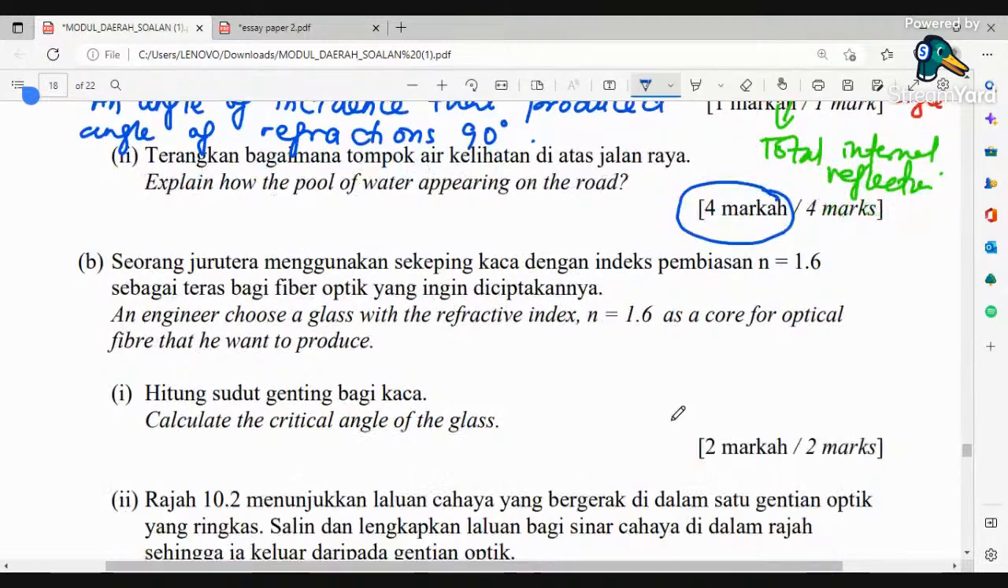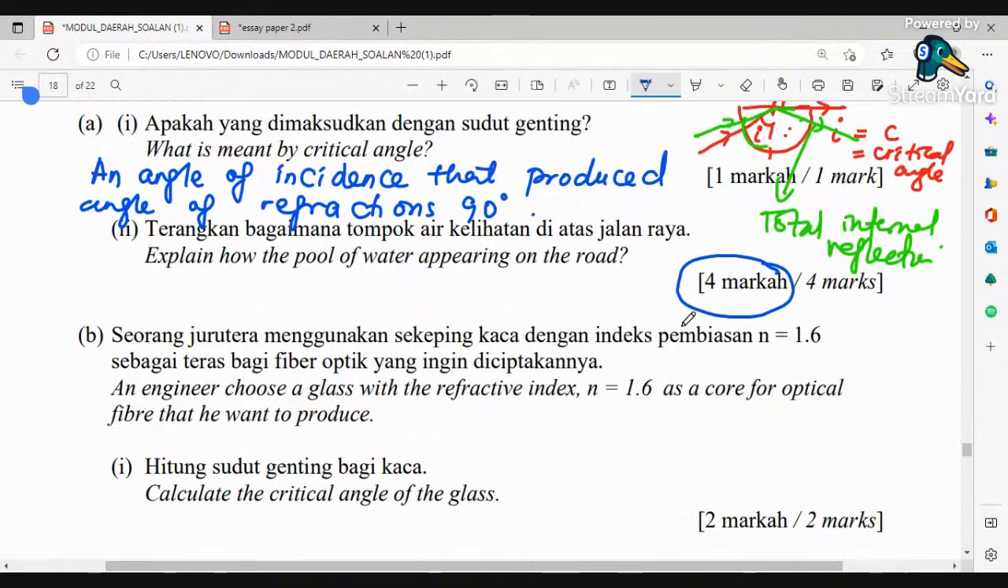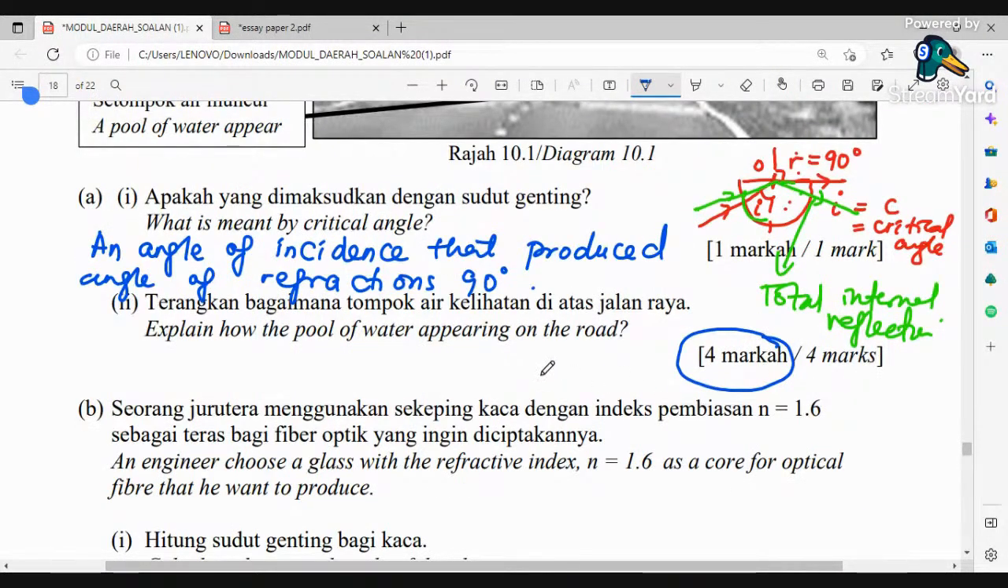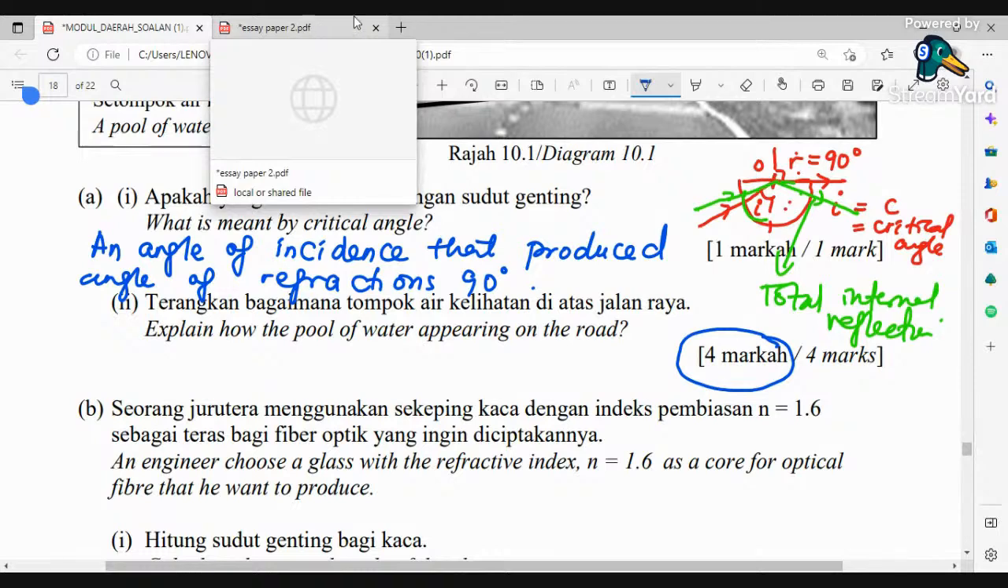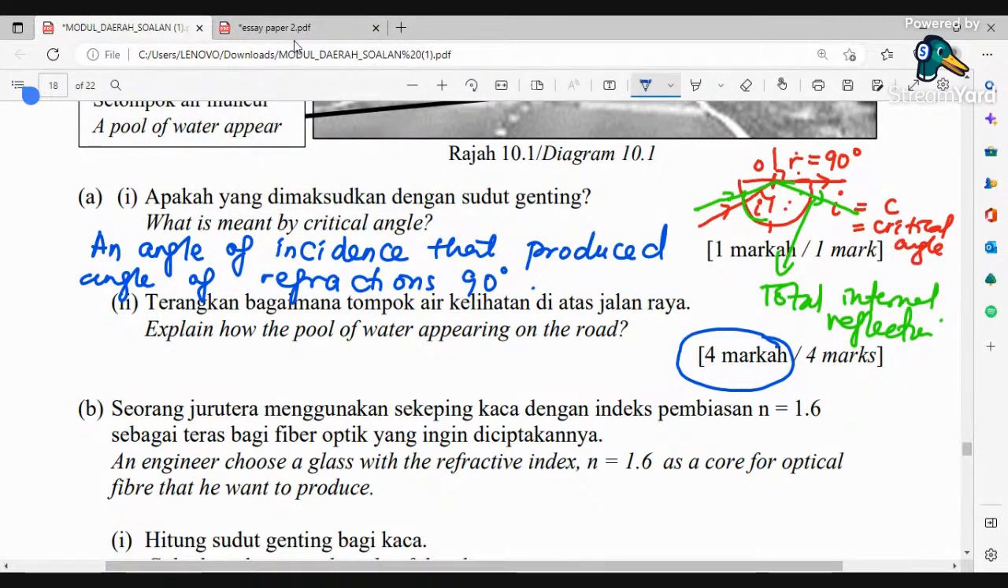We try to answer this question. So I will shift to the larger space to answer this one, to explain how the pool of water appearing on the road means mirage. Mirage. Question number 10, part A, A2.